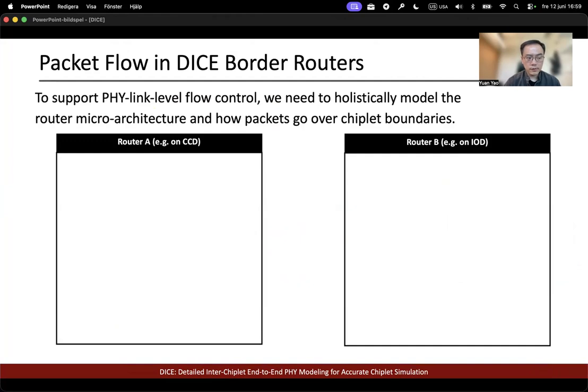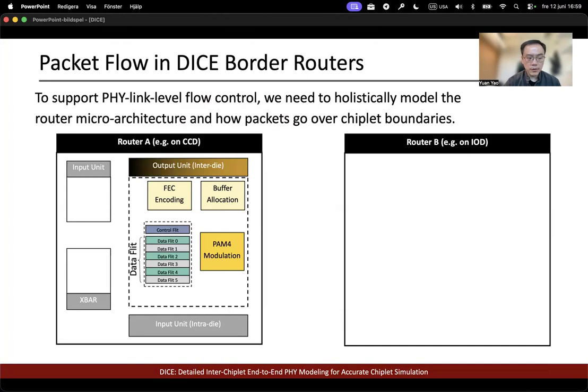Now let us examine how DICE works. At a chiplet boundary, packets move from one router on one die to another router on another die. In a fixed latency model, this is done by counting a predefined latency, and then moving the packet to the next router.